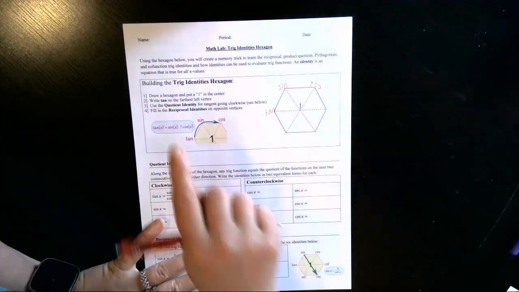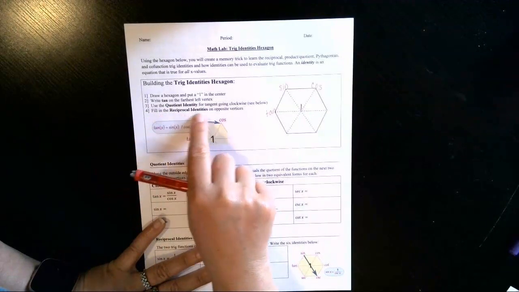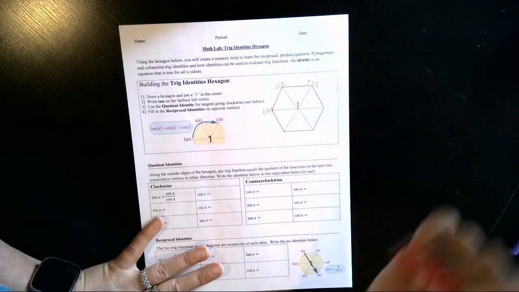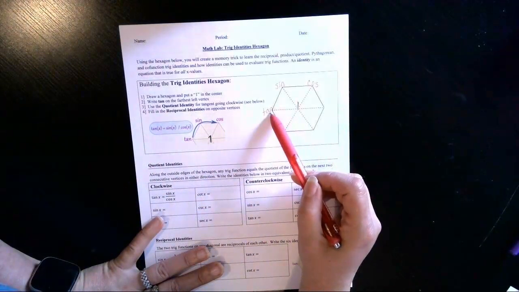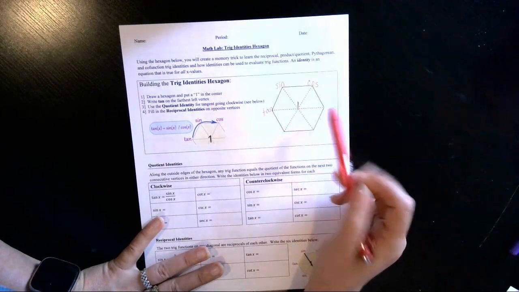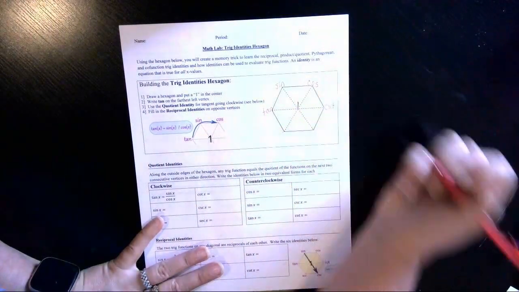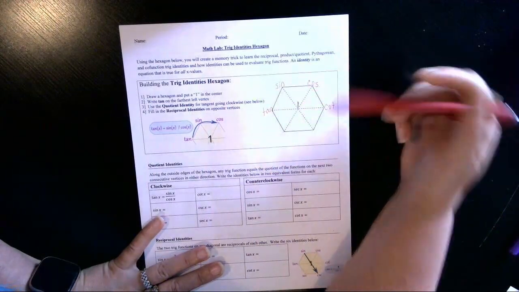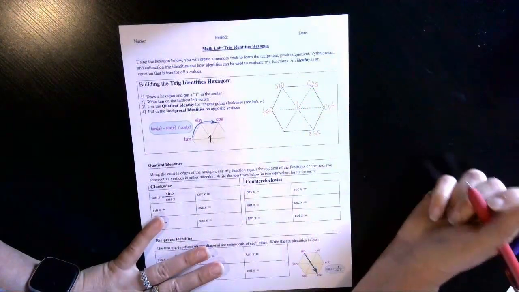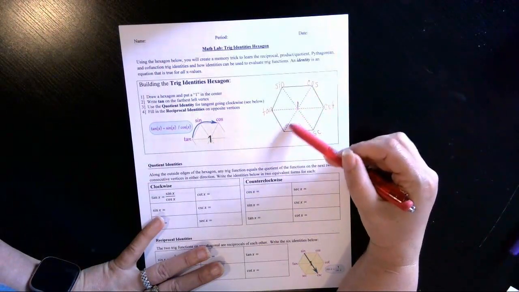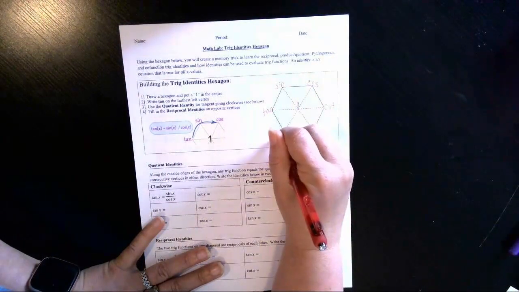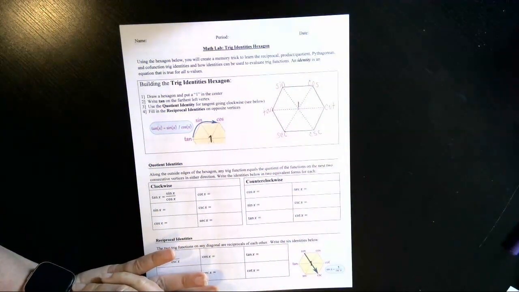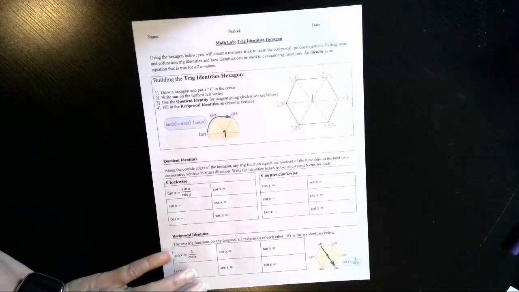Then step number 4 is to fill in the rest with reciprocal identities on opposite vertices. So if you recall, the reciprocal of tangent is the cotangent. So opposite tangent, I'm going to write cotangent. The reciprocal of sine is cosecant. So opposite from sine, I'm going to write cosecant. And then the reciprocal of cosine is secant. So opposite vertex from cosine, I write secant. And that's how we set up the trig hexagon for remembering identities.